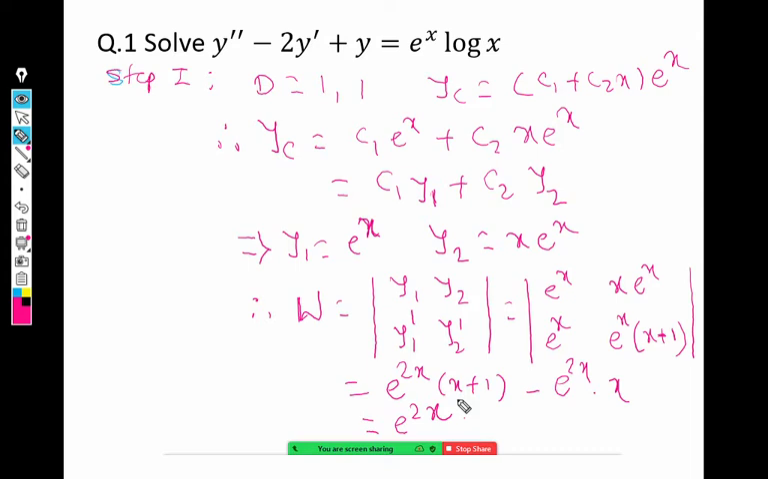In step number 1, we completed yc. From yc we get y1 and y2, by comparing with c1 y1 plus c2 y2. Then we got the Wronskian W, which is e raised to 2x.